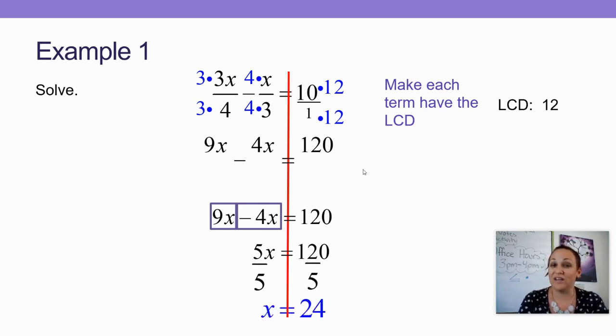Now, again, just like on the other problems that we've been doing this week, you can take that 24 and plug it back in to see if it's right or wrong. Okay. Let's do one more just to make sure we understand what we're doing.